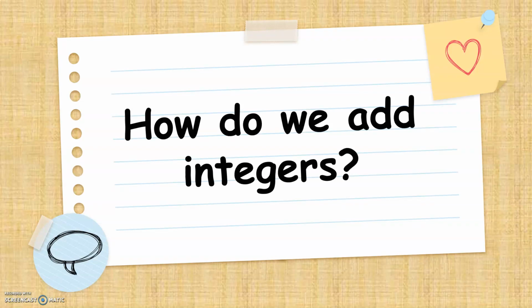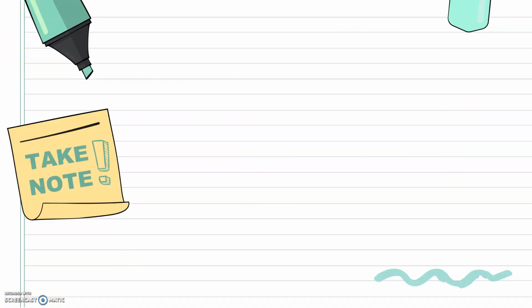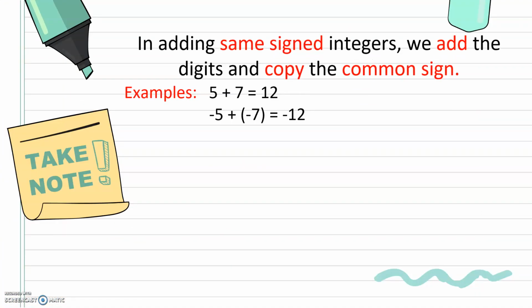Now, how do we add integers without using a number line and colored chips? Based from all the examples we had earlier, in adding same-signed integers, we simply add the digits and copy the common sign. For example, if you have 5 plus 7, that is equal to 12. Another one, if you have a negative 5 plus negative 7, you just simply add the digits 5 plus 7, that is equal to 12, and you copy their common sign. Since both of them are negative, then the sign of your sum is also negative.